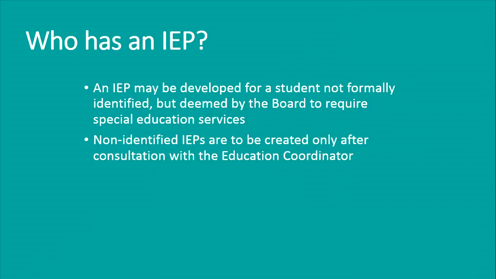An IEP may also be developed for a student not formally identified, but who is deemed by the board to require special education services. These types of IEPs are called non-identified IEPs, and they are created only after consultation with the school administration and educational coordinator.